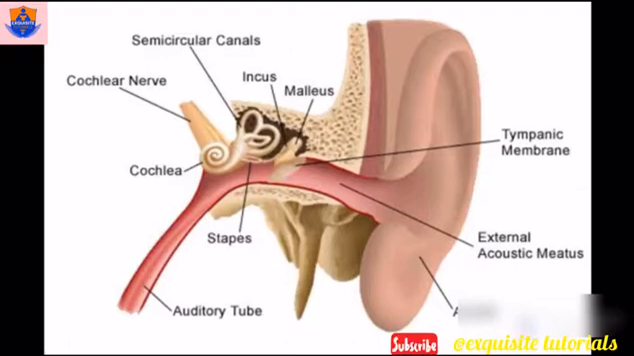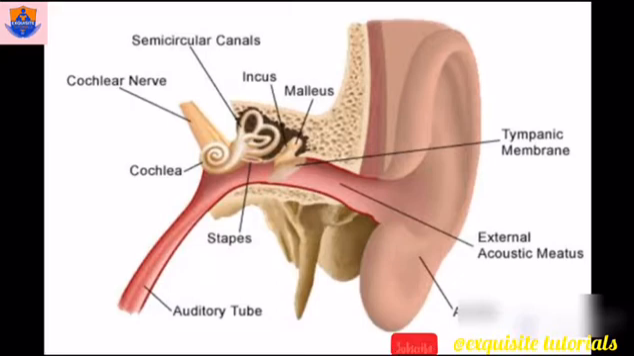Now the incus is almond shape, the malleus is also called anvil because it has an anvil shape, and the stapes is also called stirrup because it has a stirrup shape. Now you have a very important structure in the inner ear called the cochlea. Now the cochlea takes sound vibrations and converts sound vibrations to impulses.